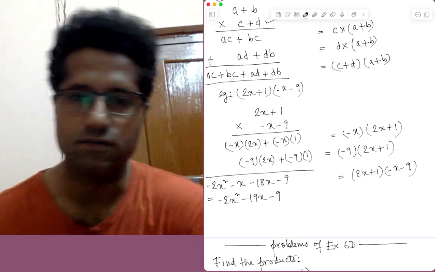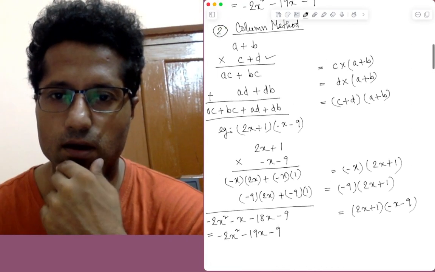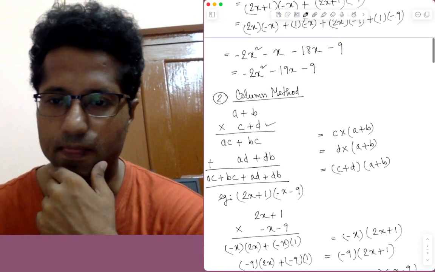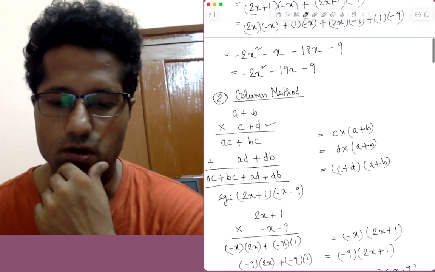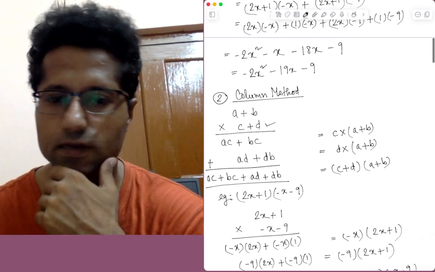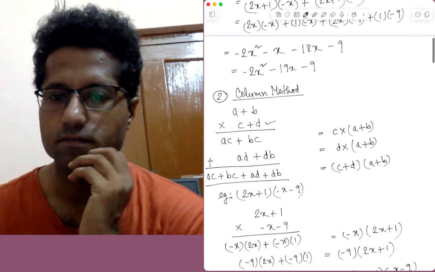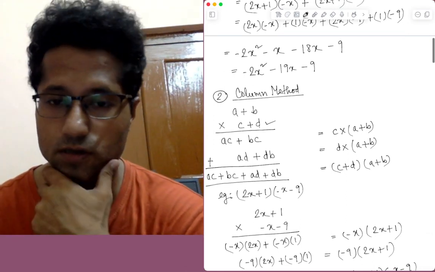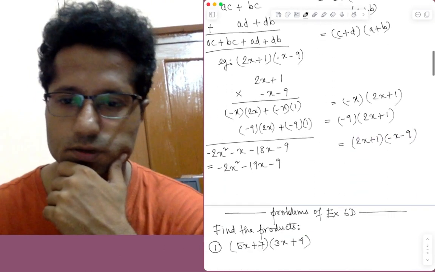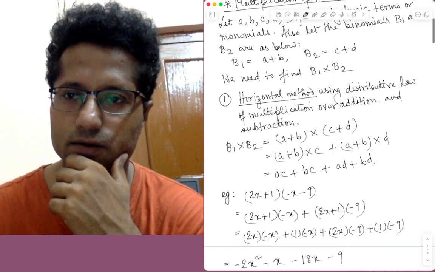while solving problems for your school exams or other competitive examinations, but once you get familiar with the horizontal method, that is the distributive law of multiplication over addition and subtraction, you can use that as well. But if you find the horizontal method to be difficult, then you can always use the column method. Okay, so that was it for the concept behind multiplying two binomials.